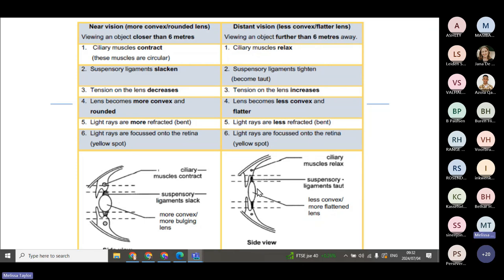Now, when you're looking at something far away, the exact opposite thing happens. So the ciliary muscles are going to relax. And when they relax, they move away. So they relax and these suspensory ligaments get pulled. So they become tight, or taut is another way of saying it. And then the tension on the lens increases. The lens becomes more flat or less convex, and the light rays are refracted less. Okay, so this is a lot of words to study, but very important that you're able to describe accommodation.